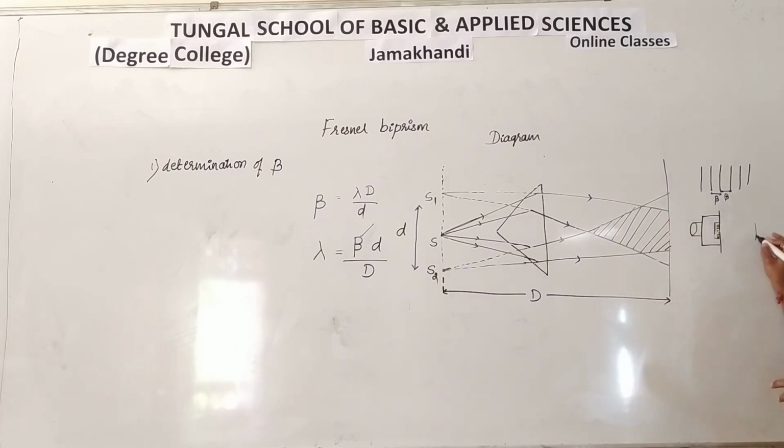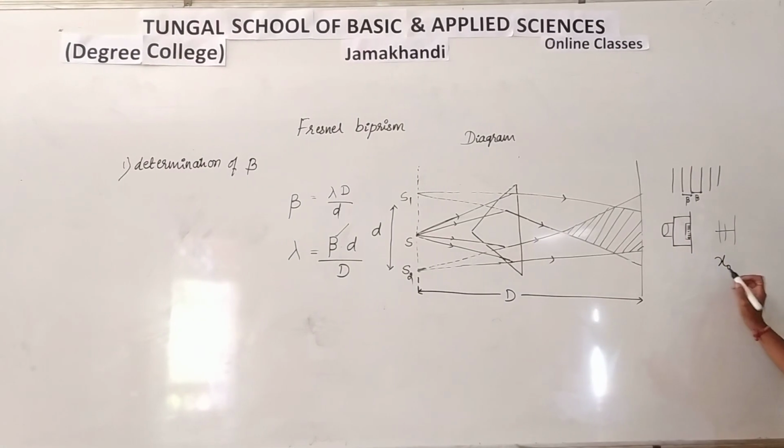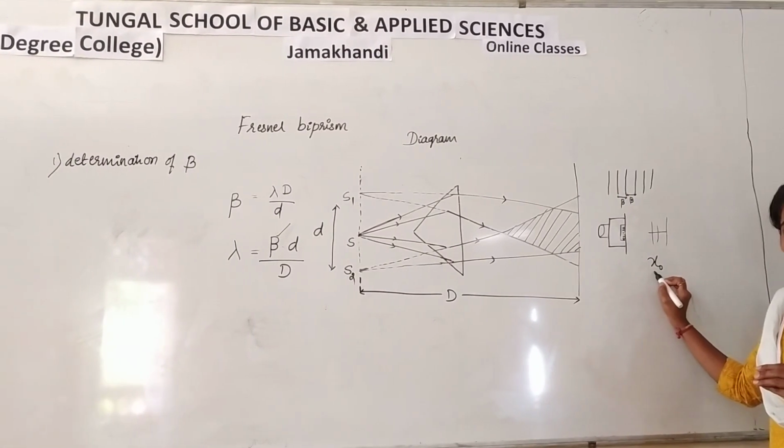So here, focus. This is the cross wire. Focus on this bright fringe. For this, one vernier scale will be there, which gives a reading. Say x0 is the reading for this bright fringe. Focus the cross wire onto any one of the bright fringes, and for that, the reading is x0.